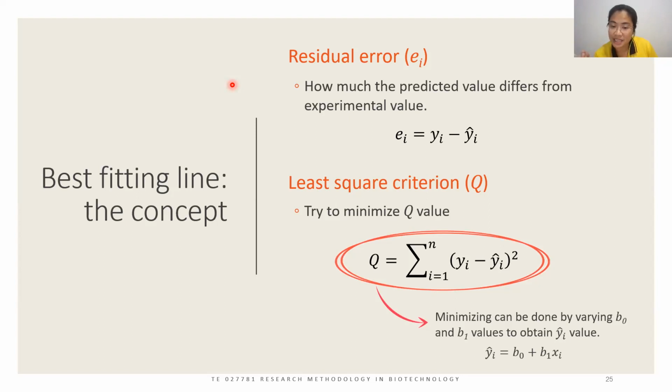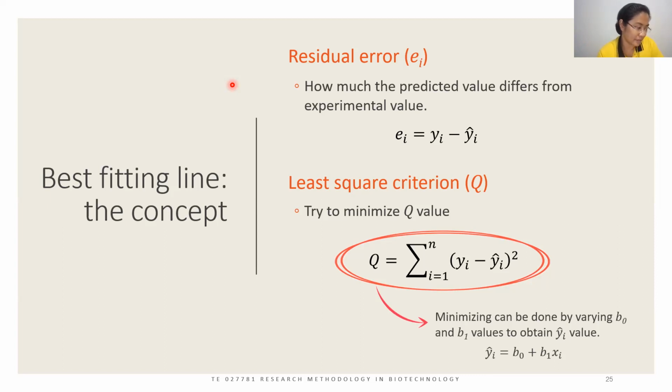Finding the best fitting line doesn't mean that you get the best R-square, because it is very difficult to tell which R-square is which. So the concept of least square criteria is used to find the best fitting line. And it is very useful in modeling and things like that as well. If you enroll in next semester's laboratory in biochemical engineering, we will apply this concept in the modeling and simulation lab.